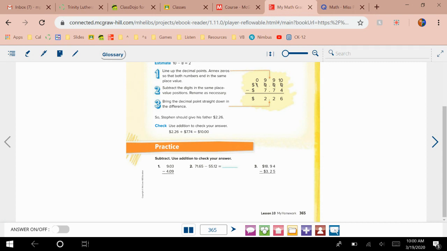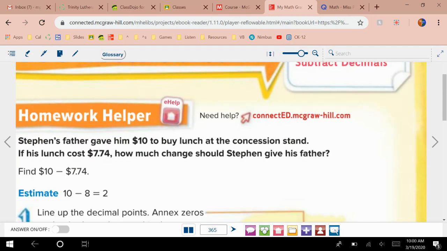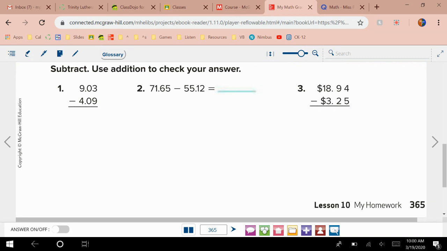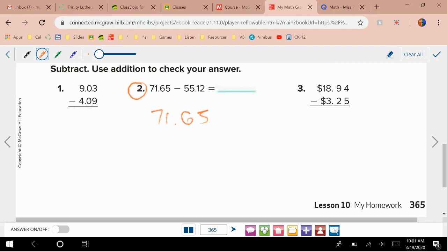All right, so let me zoom way in. That should be good. All right, so we have to line these up. 71 and 65 hundredths minus 55 and 12 hundredths. Sorry guys, the pen on the Mathbook website is not my favorite. So 5 minus 2 is, actually let me change colors. 5 minus 2 is 3. 6 minus 1 is 5. Keep our decimal. 1 minus 5 we can't do, so we're going to borrow.